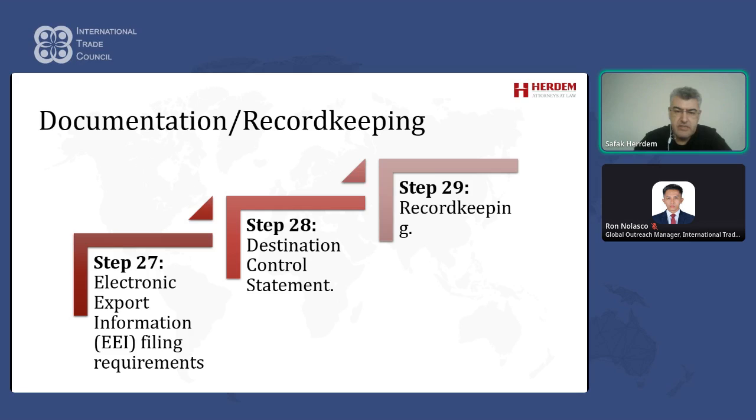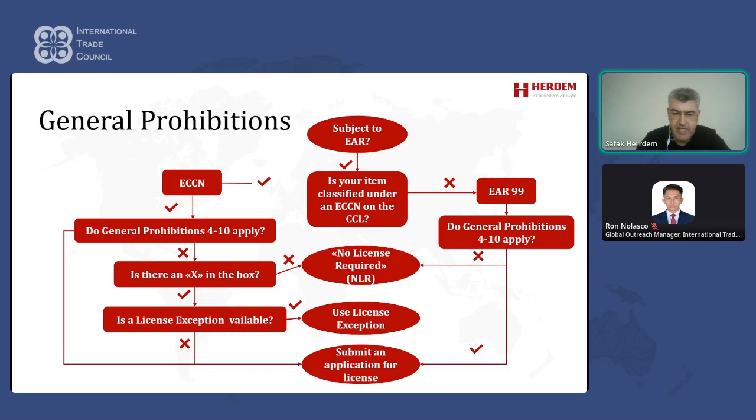And the 29th, the record keeping. According to step 29, the records of transactions subject to ER should be maintained for 5 years in accordance with the record keeping provisions of the ER. So as you all see, there are too many issues and too many steps in using the ER. Let's move on to the general provisions under the ER.